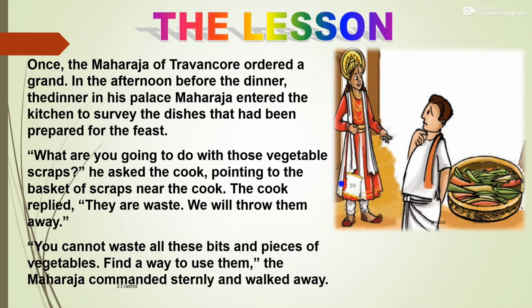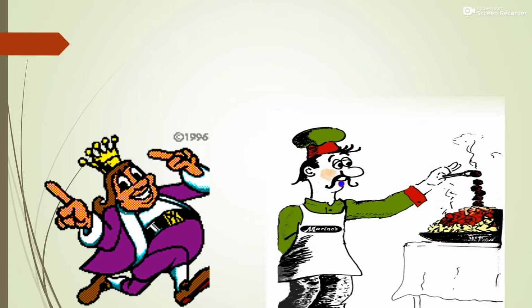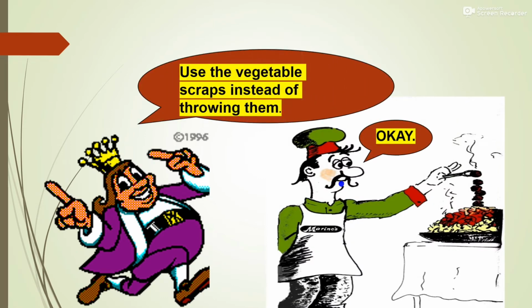So the Maharaja commanded seriously to the cook that he has to use the scraps, he has to prepare an item using the scraps. He can't throw them out. And the Maharaja then walked away. So here you can see the Maharaja is telling him to use the vegetable scraps instead of throwing them. And the cook is saying okay.